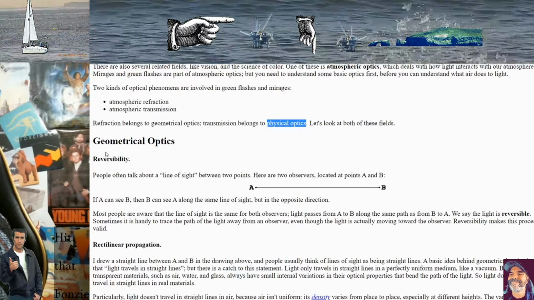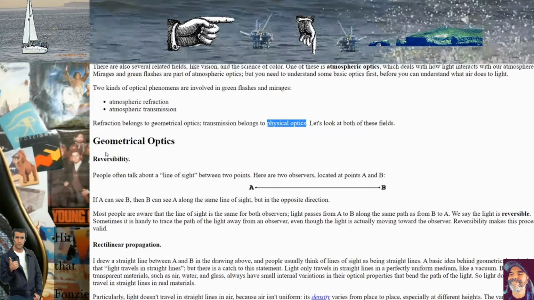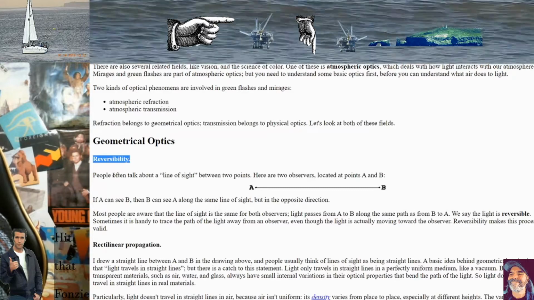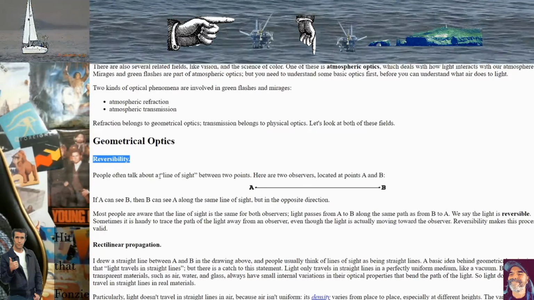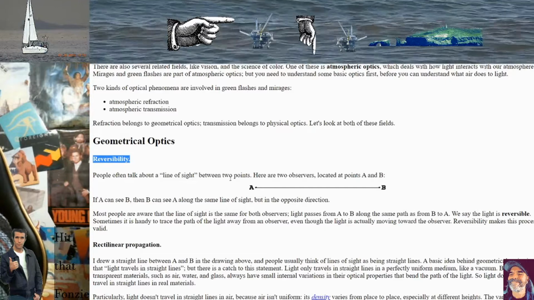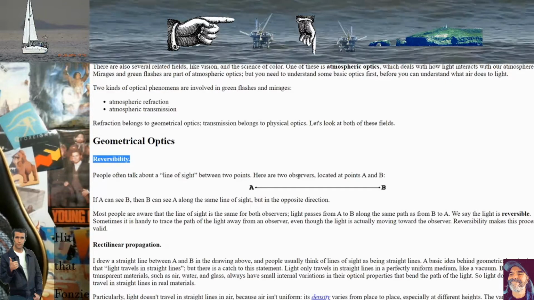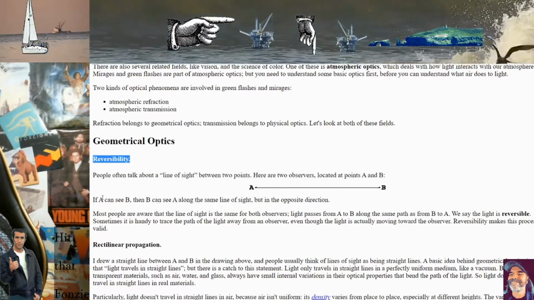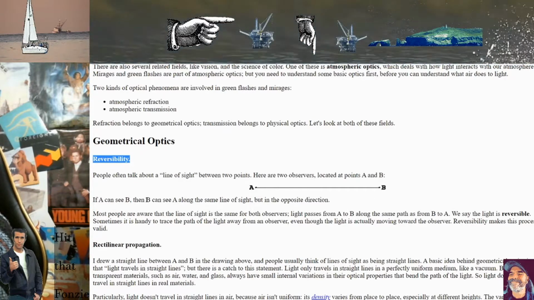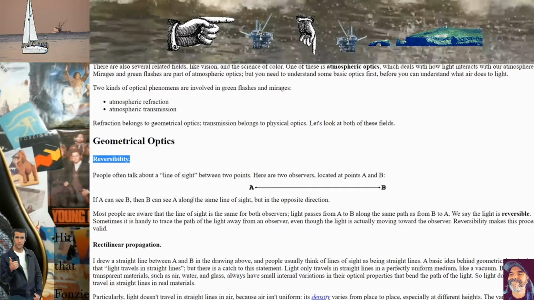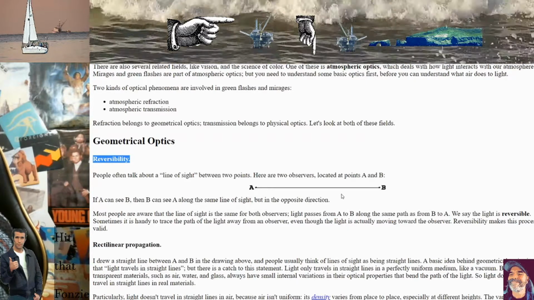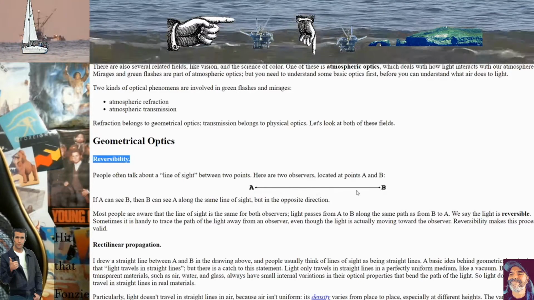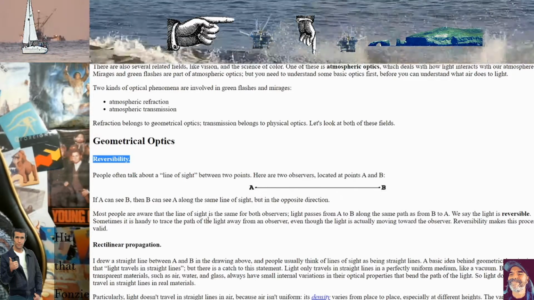Geometrical optics, reversibility. People often talk about a line of sight between 2 points. Here are 2 observers, observer A and observer B. If A can see B, then B can see A along the same line of sight, but in the opposite direction. B sees A, A sees B. Okay?